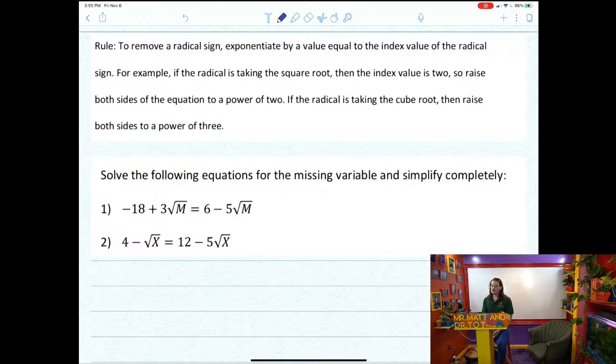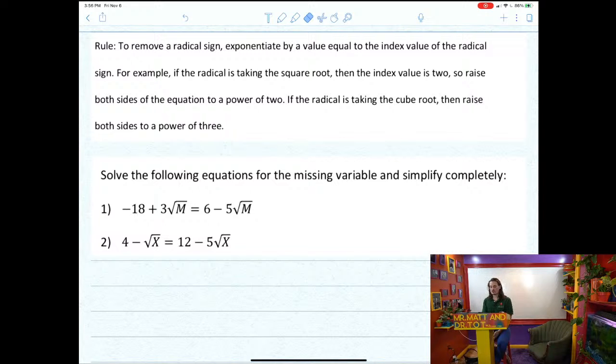So, the rule here, to remove a radical sign, exponentiate by a value equal to the index value of the radical sign. For example, if the radical is taking the square root, then the index value is 2. So you raise both sides of the equation to a power of 2. If the radical is taking the cube root, then raise both sides to a power of 3.